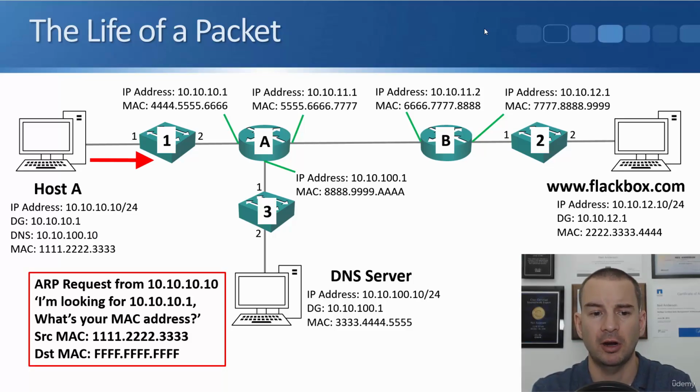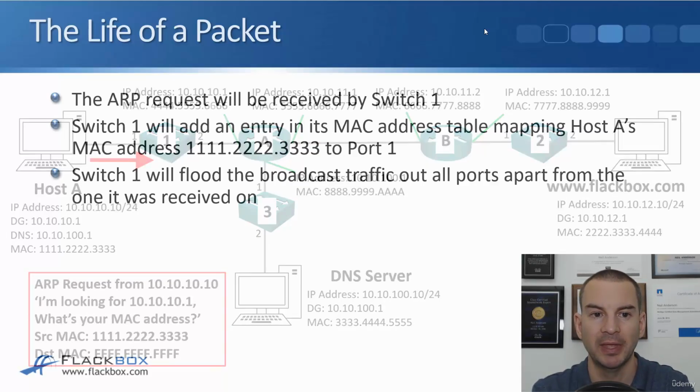Host A sends an ARP request. It comes from 10.10.10.10. It says it's looking for its default gateway at 10.10.10.1, and it says, hey, what's your MAC address? So that comes from a source MAC of 1.2.3, and it goes to a destination MAC of the layer 2 broadcast address of f.f.f.